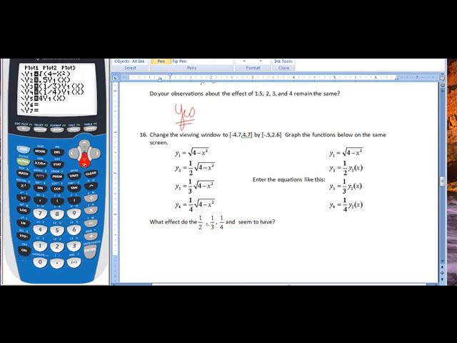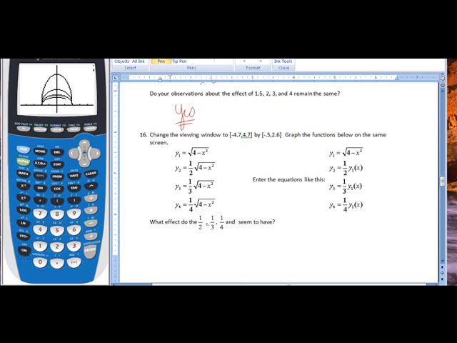And I've only got 4 equations. So now we're looking at what happens to the graph if we multiply by 1/2 or 1/3 or 1/4. Notice that these coefficients are all numbers that are less than 1. I also need to change my viewing window. My x's are okay, but I want to change my y values to -0.5 and 2.6. So there's the initial curve. There's 1/2 times the first function, 1/3 times the first function, and 1/4 times the first function.